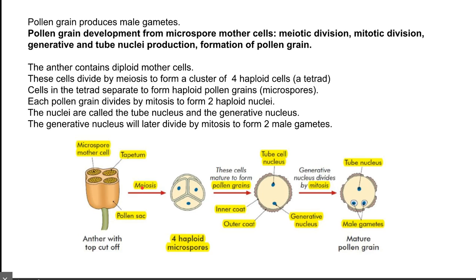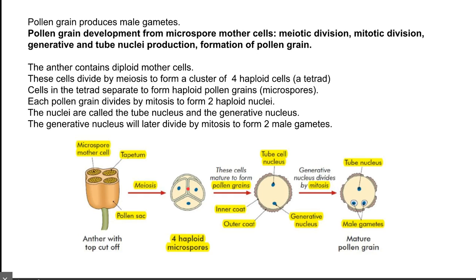Each of these divides by meiosis to produce 4 haploid daughter cells. So there's 4 cells here, all clumped together. There's 3 in the front and 1 behind. And a clump of 4 cells like this is called a tetrad. So tetrad, you could add that label here if you wish. So we're starting with diploid microspore mother cells divided by meiosis to form 4 haploid cells.